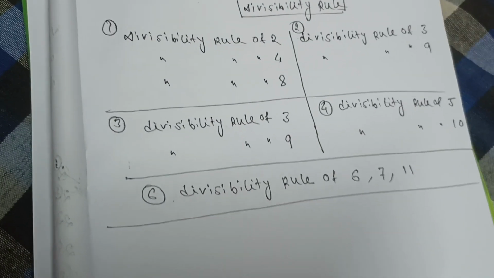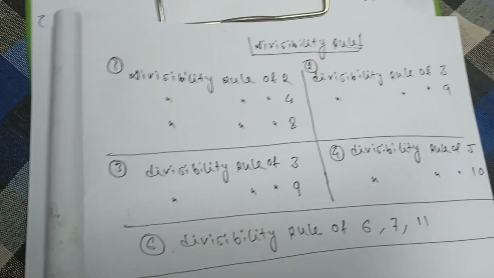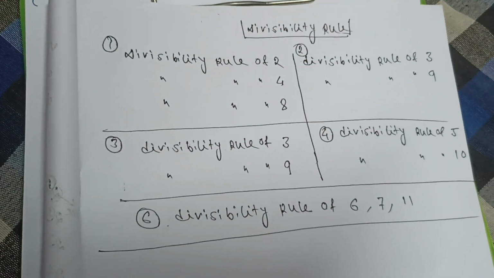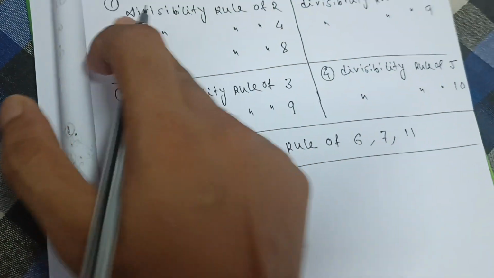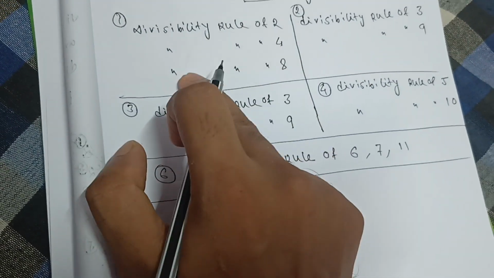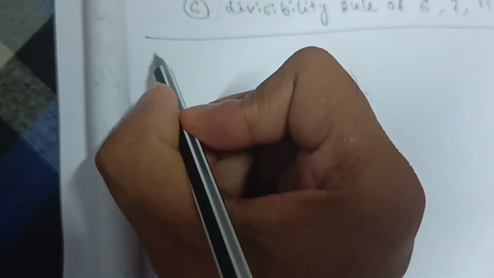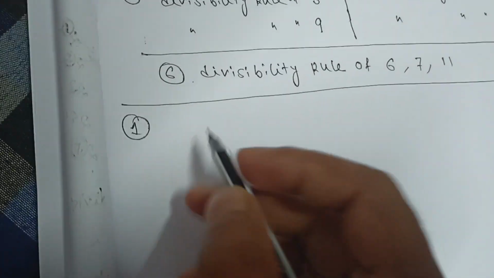You are thinking why I am making these groups, because it will be helpful for us to remember all the divisibility rules very easily. So first of all we will learn group 1, that means divisibility rule of 2, divisibility rule of 4, and divisibility rule of 8. So let's see.